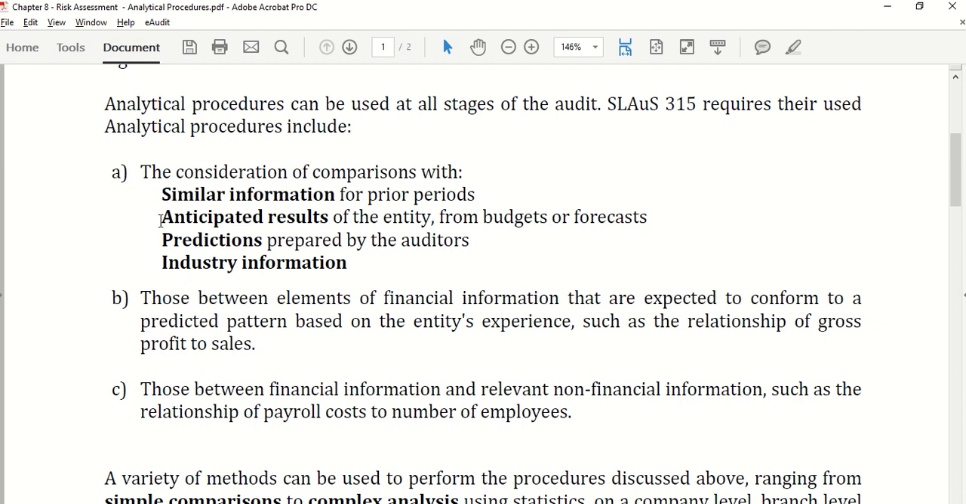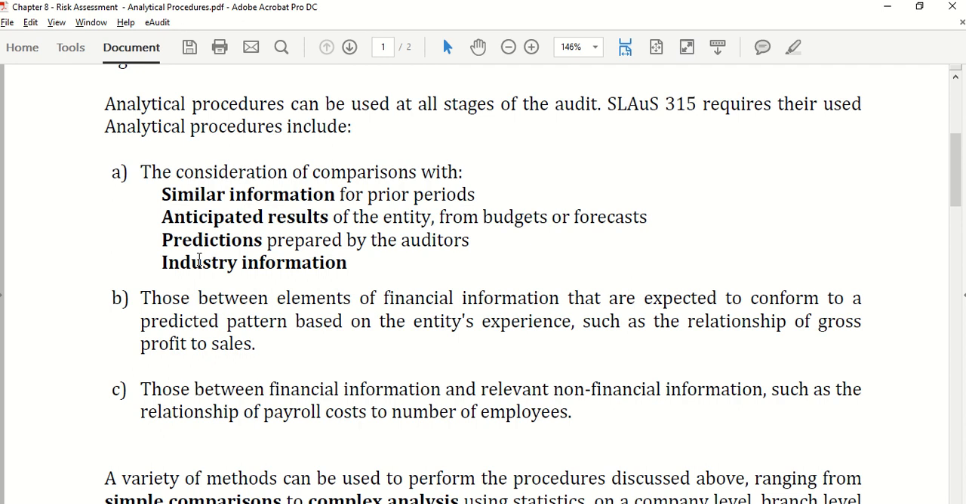Or else you can check the anticipated results, for example the budget and forecasts. Say this year's profit of your client organization is 10 million. You can cross-check this with the budget figures, whether the client has achieved what they budgeted at the beginning of the year, or their forecasts. And also predictions prepared by the auditors. Sometimes auditors prepare predictions.